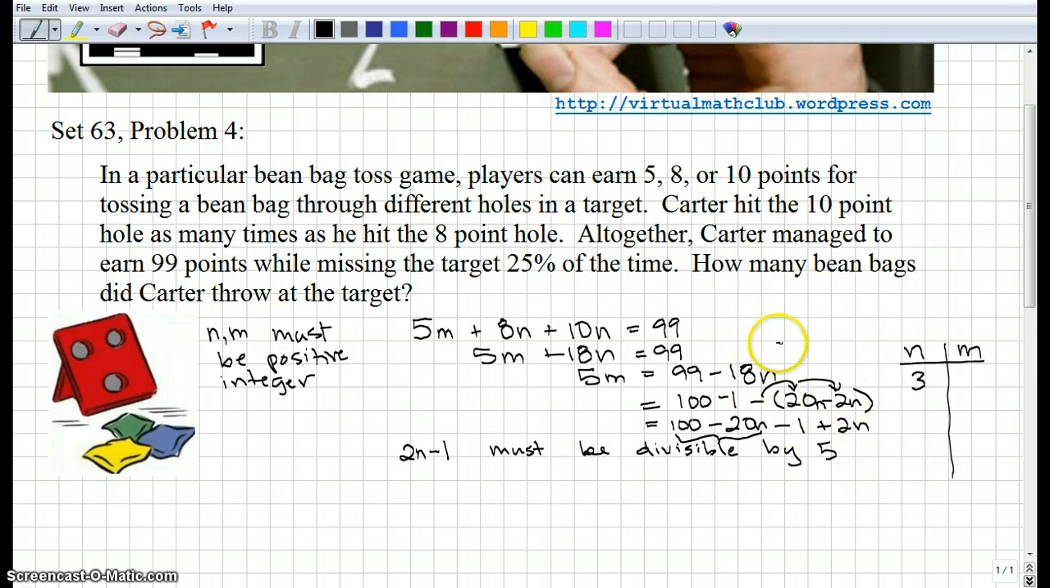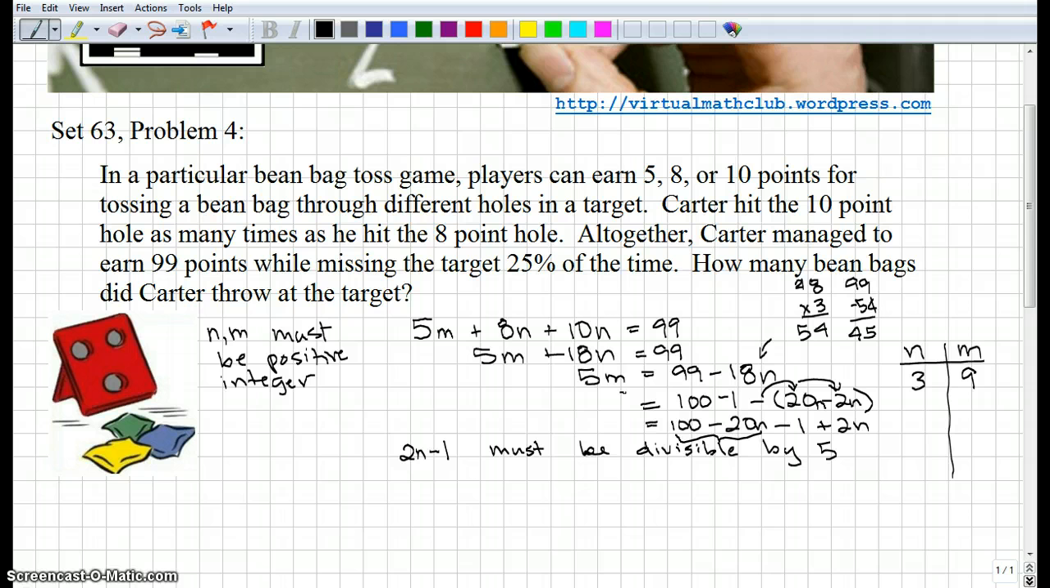And since these are all equivalent, I'm just going to go back up to this equation here. So if I take 18 times 3, I end up getting 54. And that's a negative 54, because it's negative 18 times that. So then I'm going to take 99 minus 54, and what do I get? So that's 45. So 5m is equal to 45. So that tells me that m is 9 when n is 3.